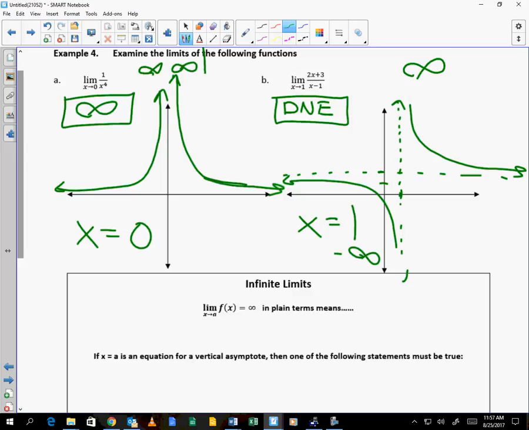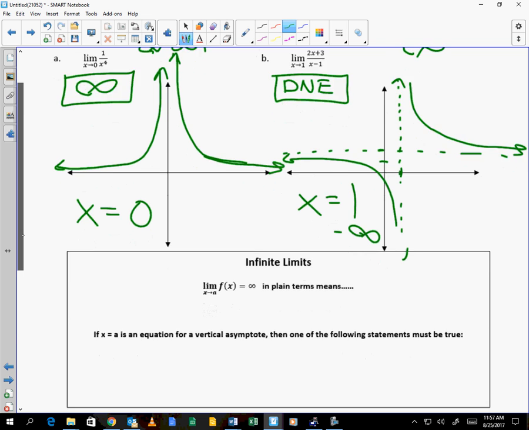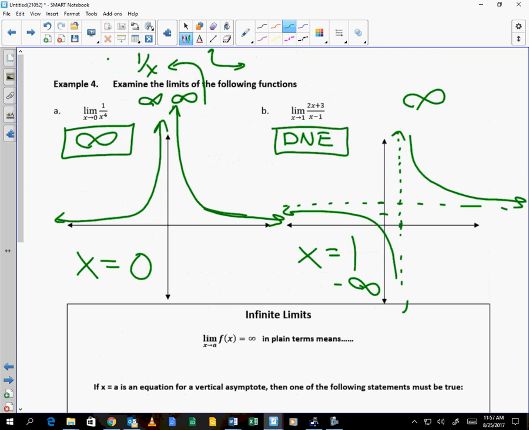The limit as x goes to a of the function equals infinity basically means that as it approaches that value, the outputs become exceedingly, ridiculously large, okay? And so you know that you're going to have vertical asymptotes in those situations, and that's what we have.